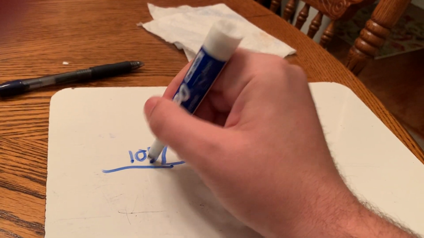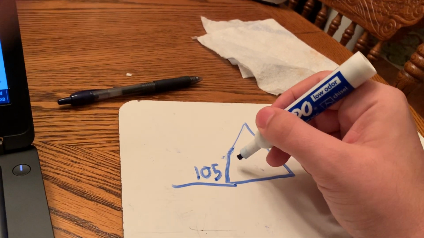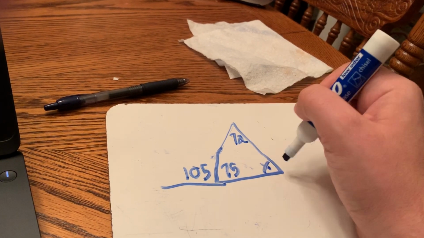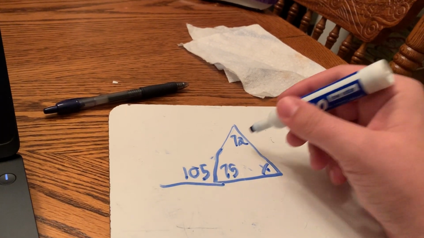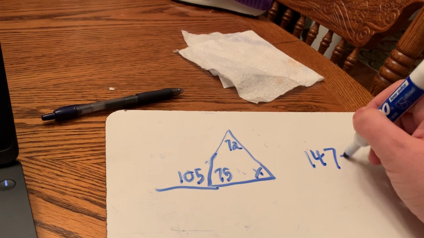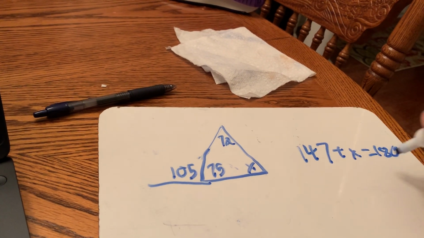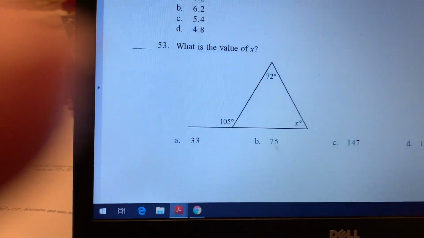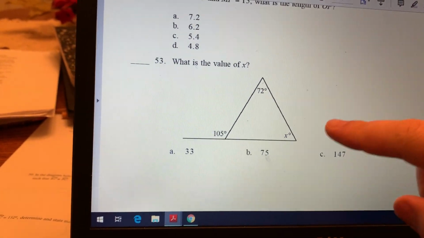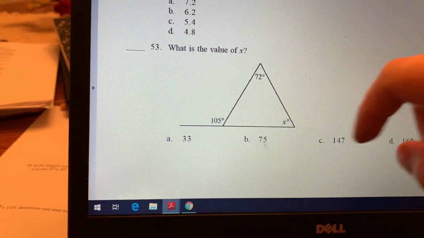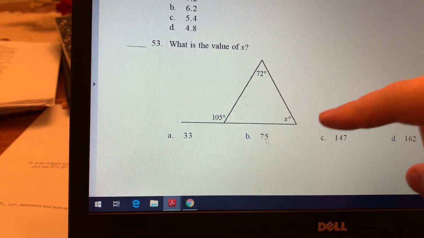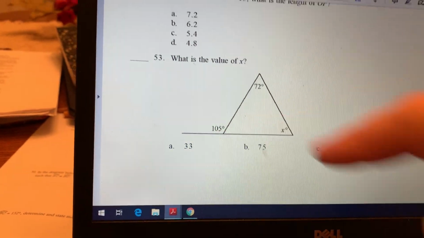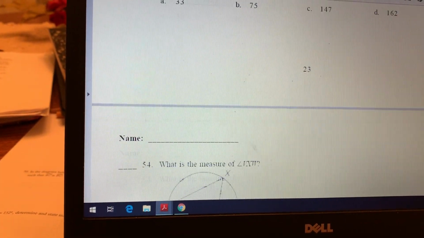All right, so if that's 105, again, that's got to be a linear pair, so I know that this has to be 75. It adds up to 180. This is 72. This is x. Again, I know all three of these got to add up to 180. So that's 147 plus x is 180. Subtract 147 from both sides, so x would be 33, which is A. And again, if you want to apply the exterior angle theorem, if this is 33, 72 plus 33 is 105, which is what is outside.